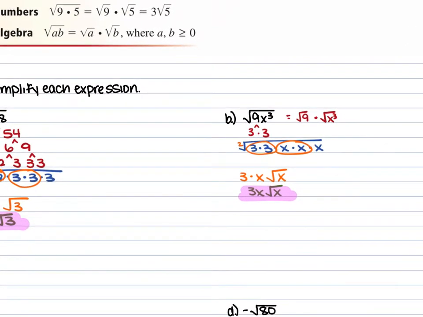Another way to have done example B, because you have that variable underneath the radical sign, your invisible index there is 2. So if you take the exponent, that 3, and you divide it by 2, you would get 1 with a remainder of 1. That 1x goes outside, the remainder of 1 stays inside the radical.